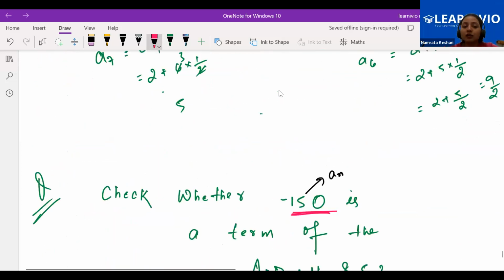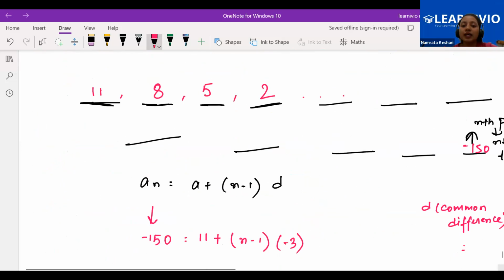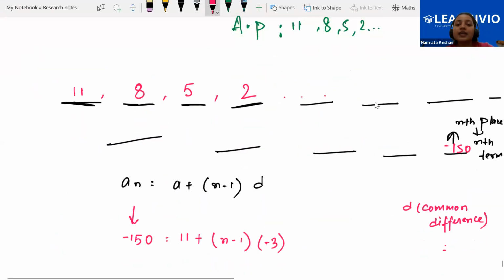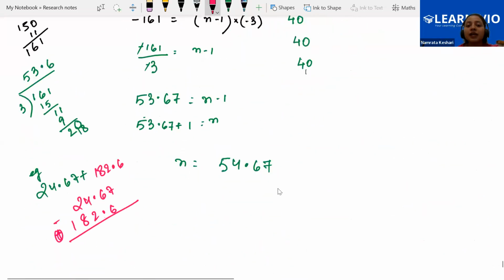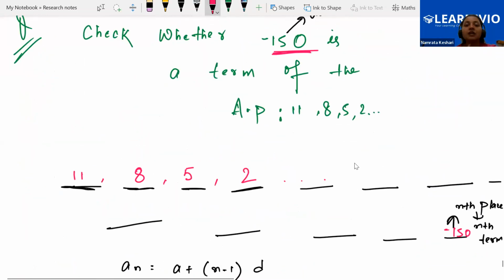So let's get back to the question. It says check whether minus 150 is a term of this AP. Is there any term which is minus 150 in this AP? n value we are getting as a decimal number. And again and again I am explaining from the last 2 classes what exactly is the meaning of n. n means which term we are talking about. So is it possible that n will be a decimal number? Like the first term, n is 1. Second term, n is 2. Third term, n is 3.